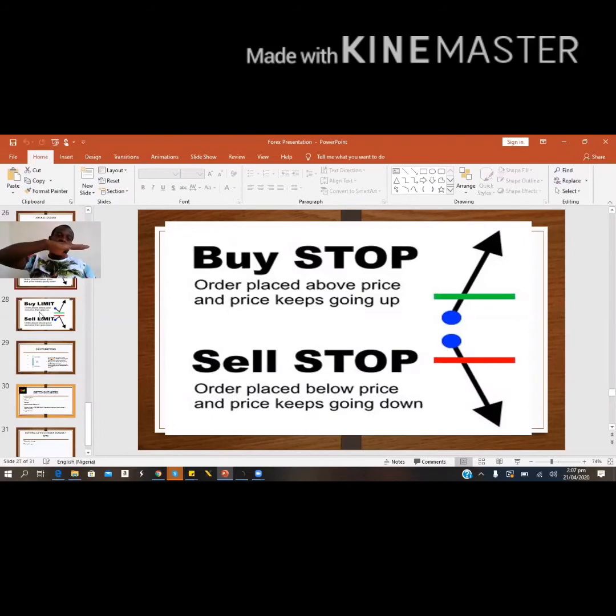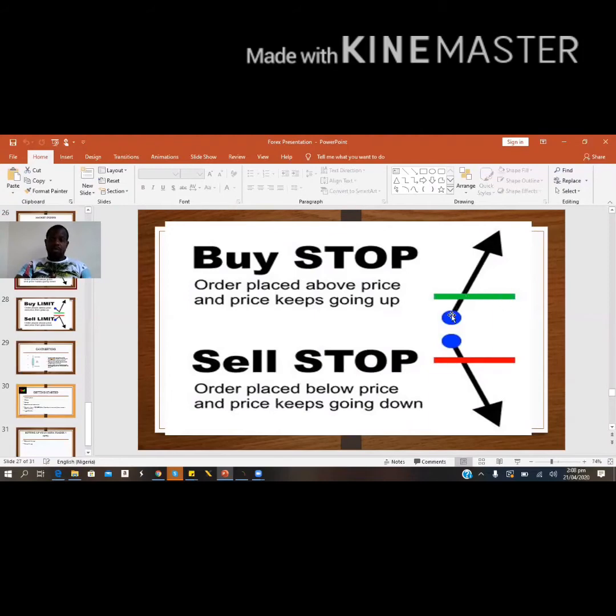You expect price to get to this level. Probably price is at this level right now. You expect price to get to this level, so you set your buy stop here. So once price gets here, it continues going up. So it picks your buy stop order and continues going up. You can see from this illustration on my slide. So this is where price currently is, on the blue point. That's where price currently is at the moment. And then you go up and set a buy stop.